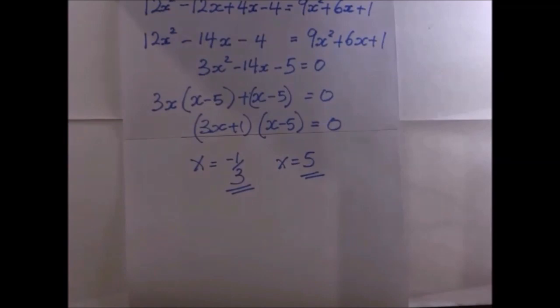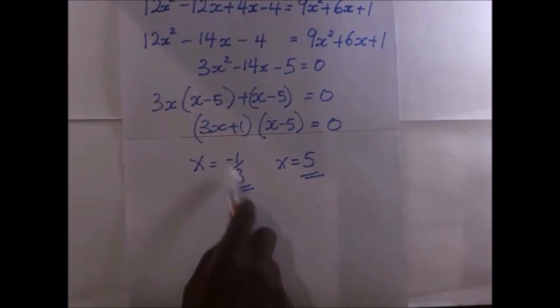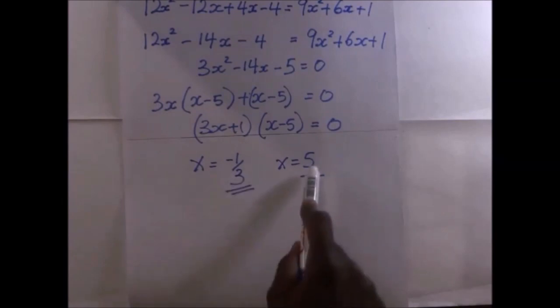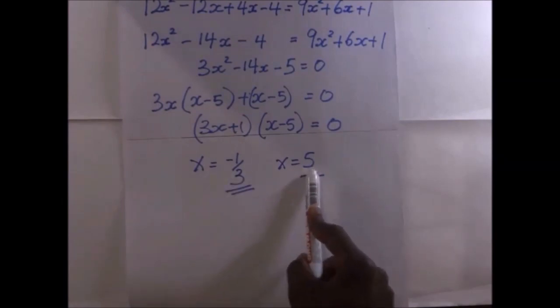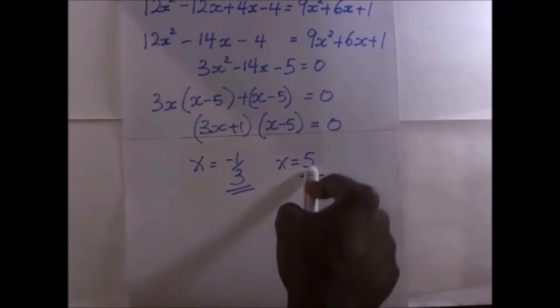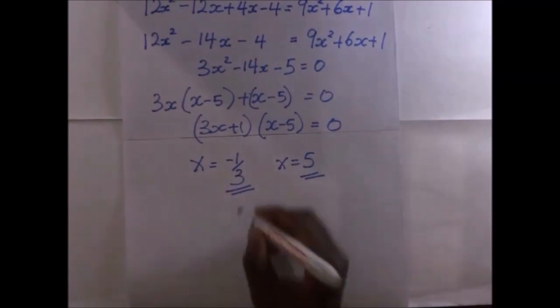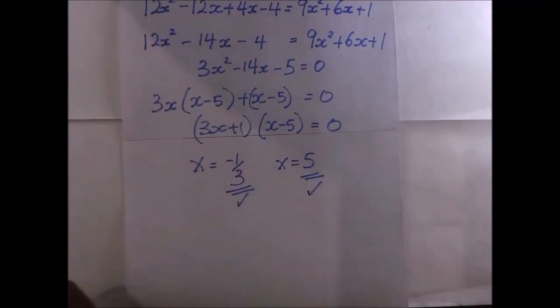But since we squared both sides, it means that we created an extra solution. And we said that for all equations involving squaring on both sides, all roots must be checked from the original equation. So when we put this value of x in our original equation, it is consistent. When we put this value of x in our original equation, it's still going to be consistent. So it means that both are correct. So this is a correct root and that is also a correct root. And that is our answer.